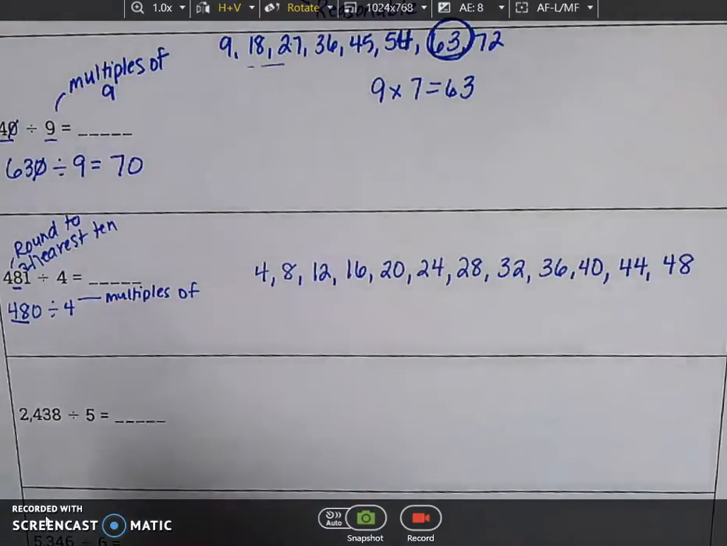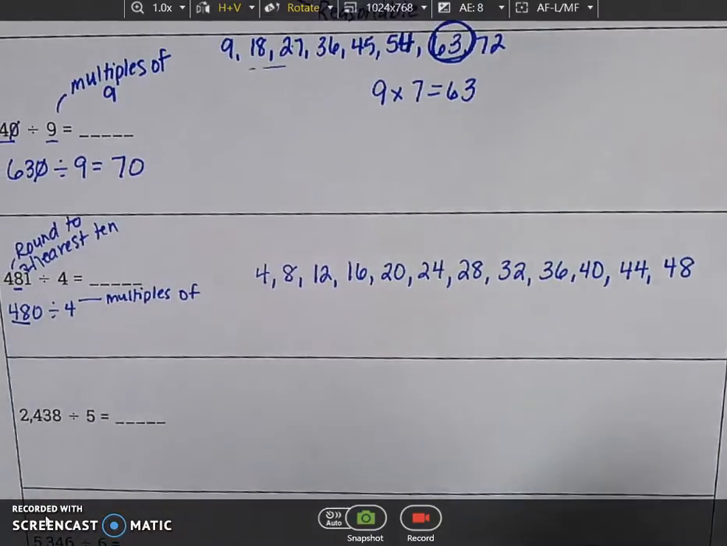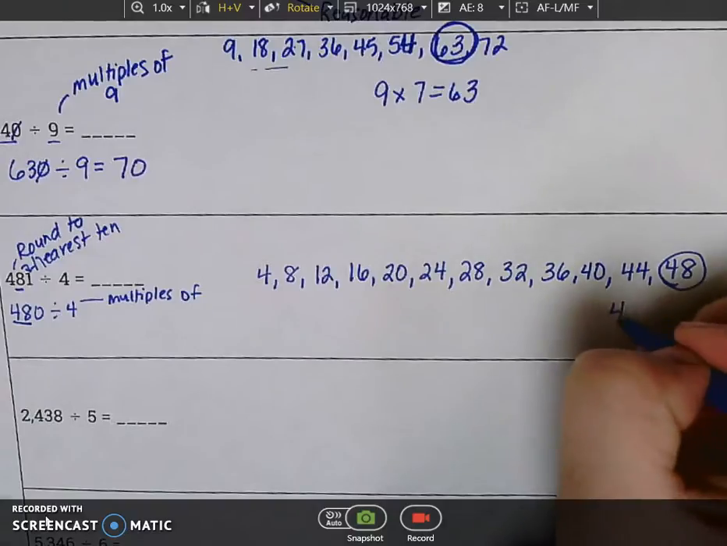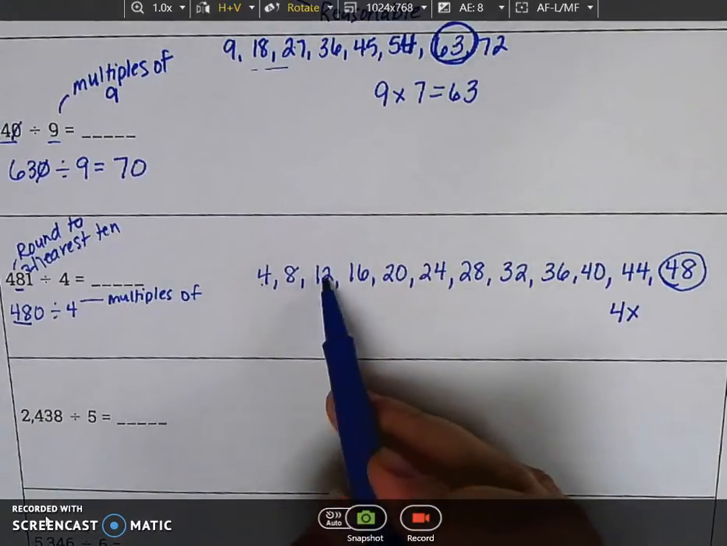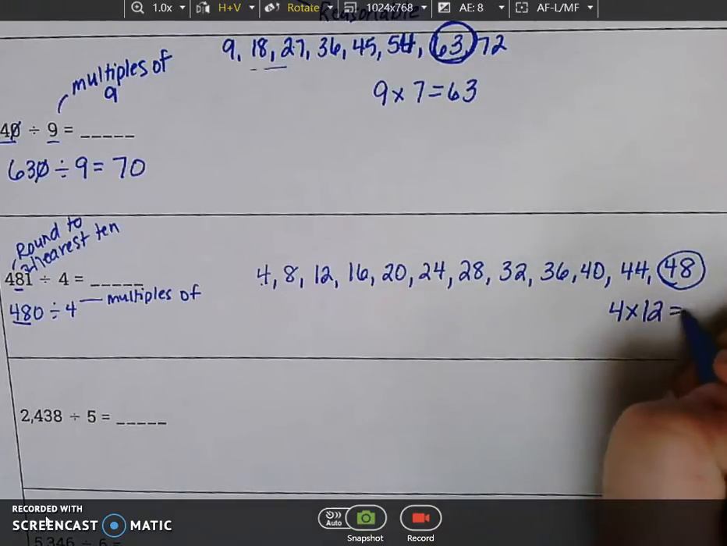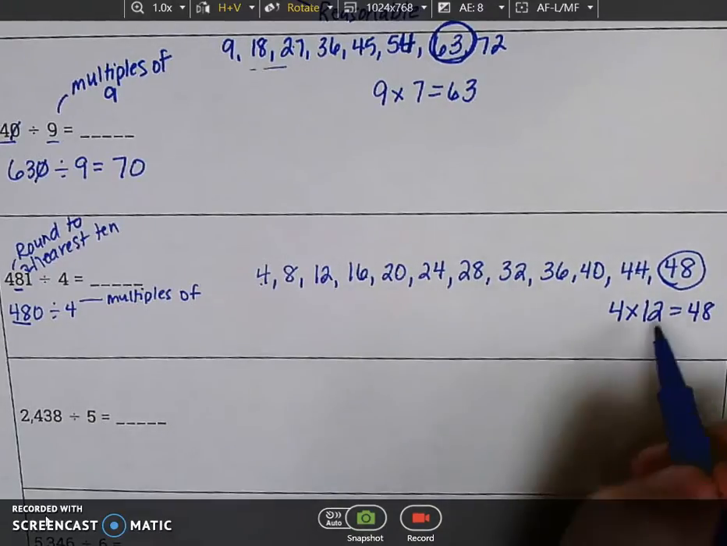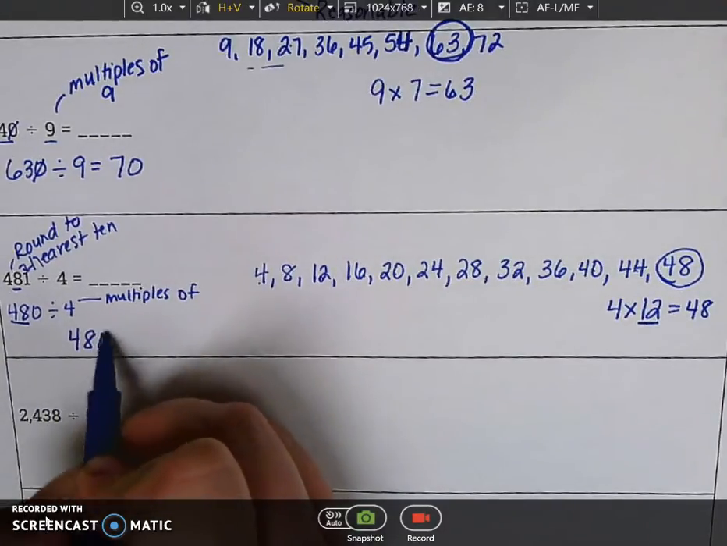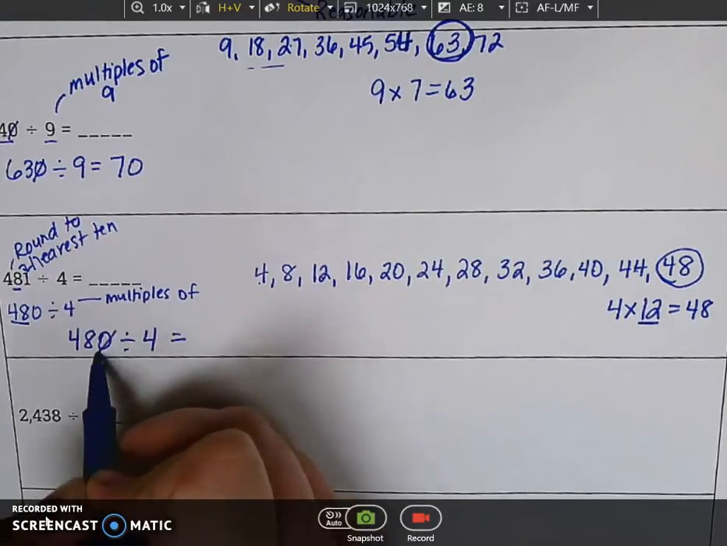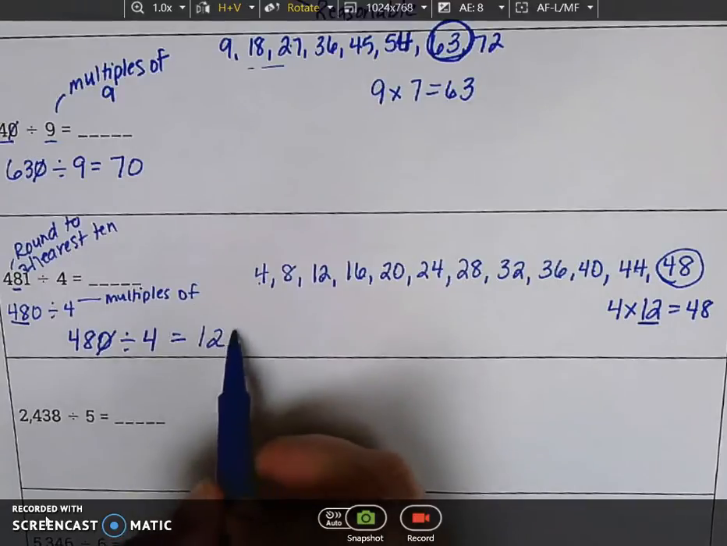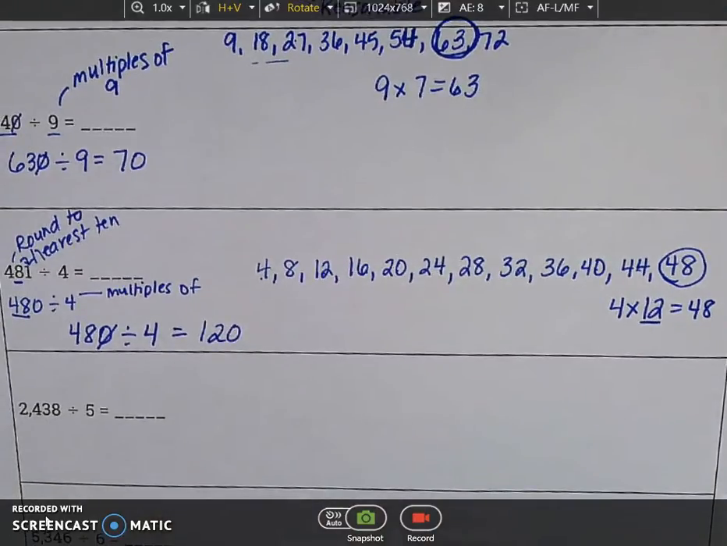And that one works out pretty nice. I want to get as close to 48 as I can, and I can get exactly 48. And so that would be 4 times 1, 2, 3, 4, 5, 6, 7, 8, 9, 10, 11, 12. 4 times 12 equals 48. So this 12 here is going to be my key. So 480 divided by 4. Forget that 0. 48 divided by 4 is 12. Add that 0 back on. So my estimate would be about 120.